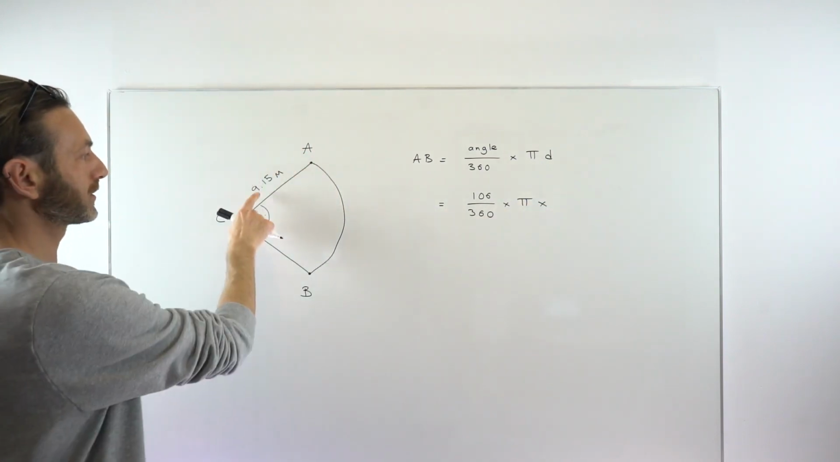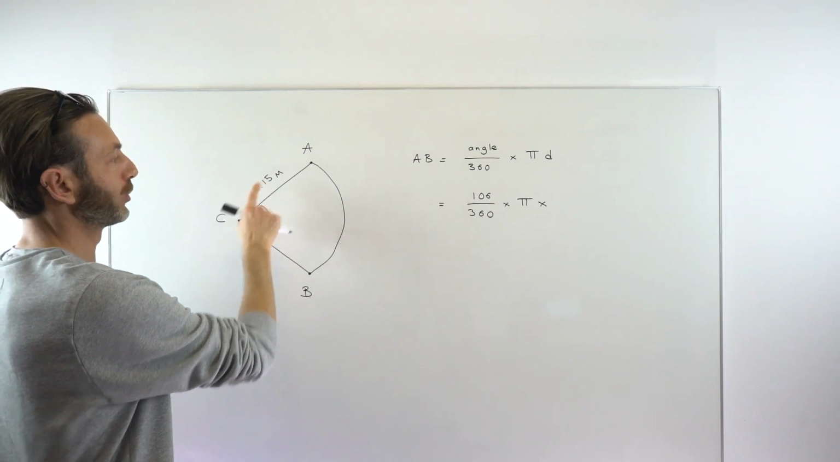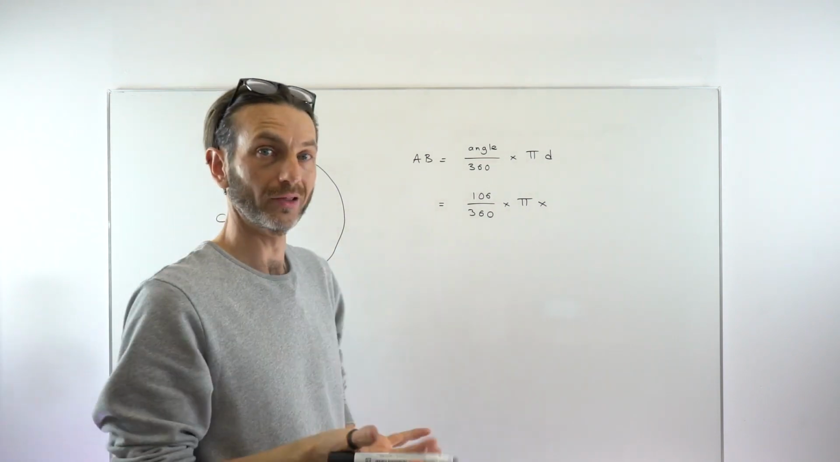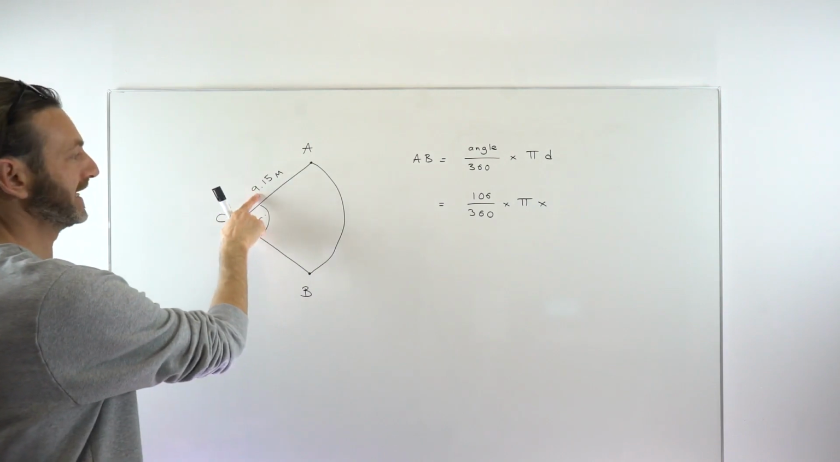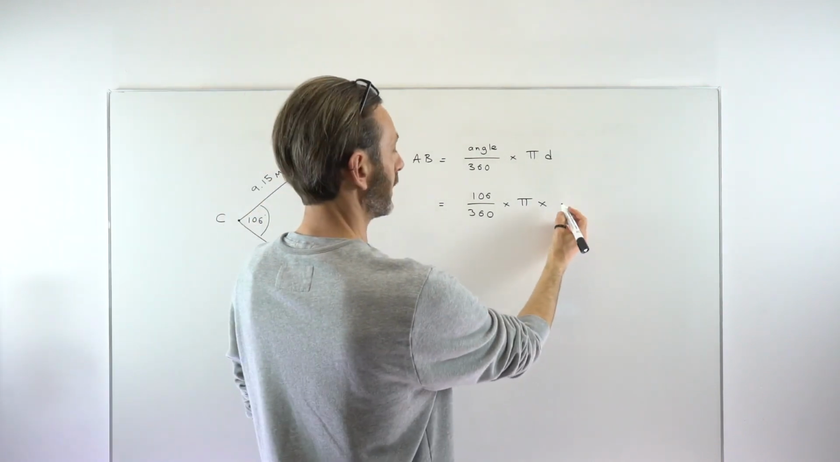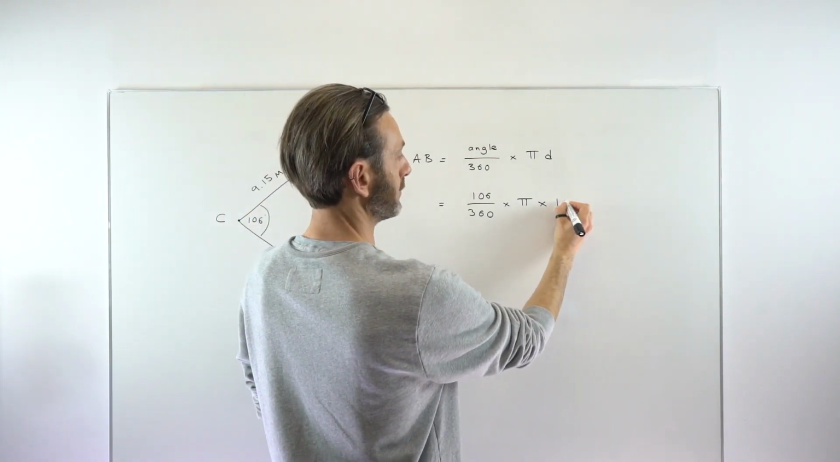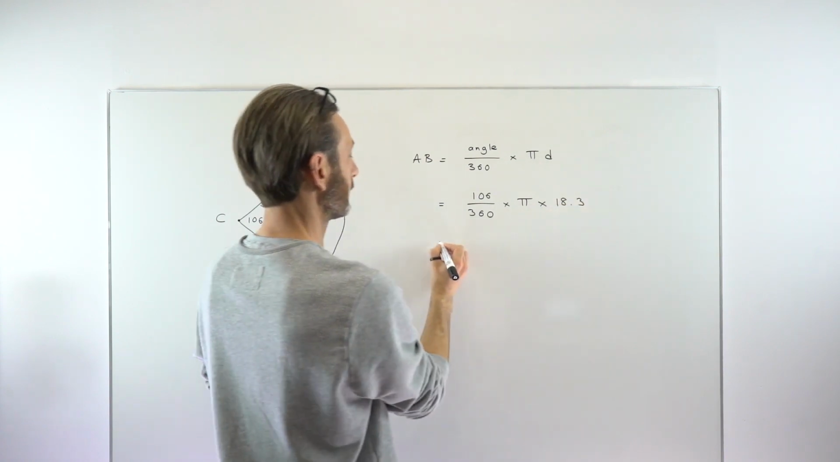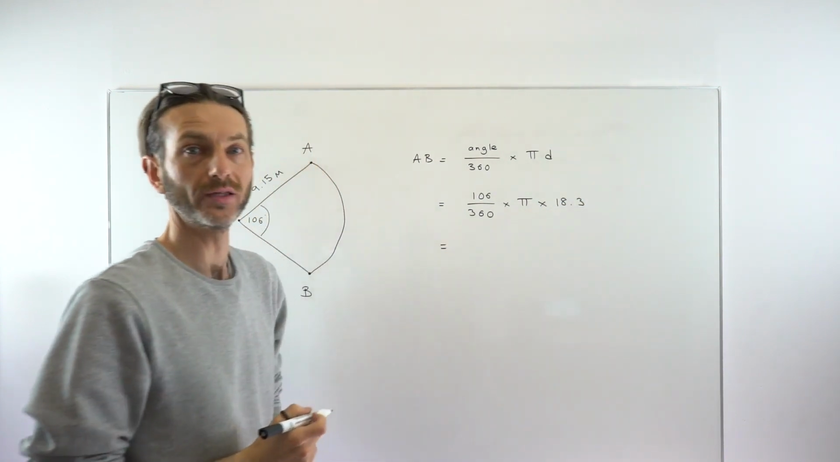The diameter is going to be this number, the radius doubled. So 9.15 times 2. You can do that as a little bit of side working. That's going to be 18.30 or 18.3. So times 18.3. And it's literally just a calculator exercise at this point.